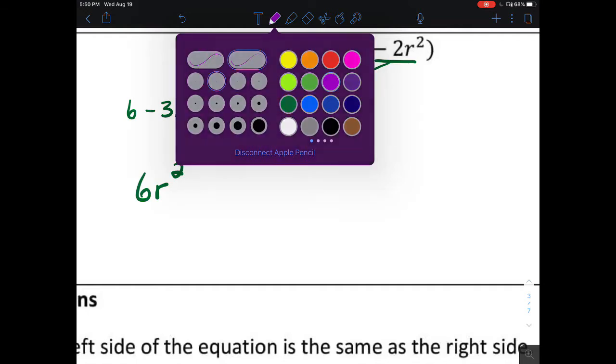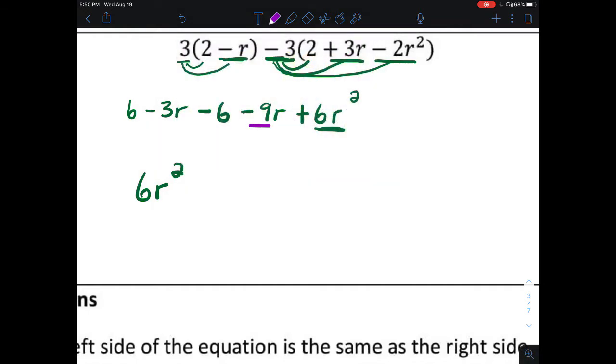Now we're going to look for r to the 1 power, just plain old r. I have negative 9r there and negative 3r there. So I put those together. So negative 3 minus 9 gives me negative 12. So I have negative 12r here.